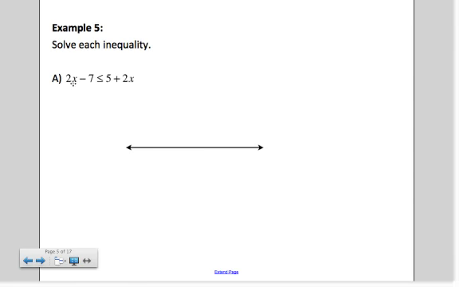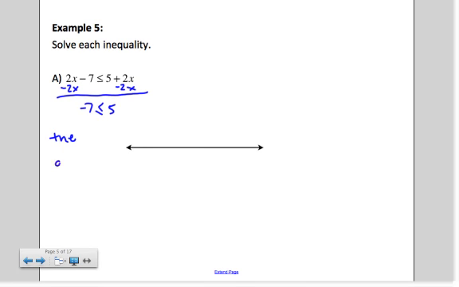All right, so here I have 2x minus 7 is less than or equal to 5 plus 2x. Well, I have to get the x's on the same side, so I'm going to subtract 2x from both sides. But when I do that, look what happens. It says negative 7 is less than or equal to 5. Now the question is, is this a true statement? Is negative 7 smaller than 5? Yes, because this is negative and this is positive. So this is a true statement.